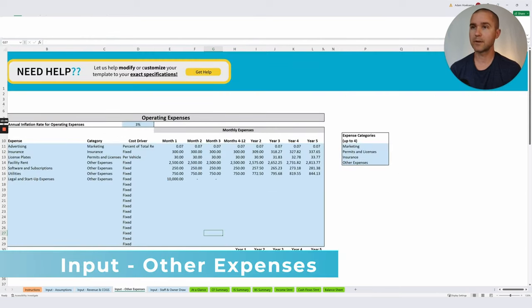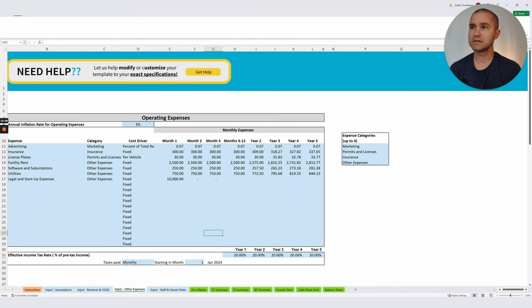So we'll move over to our operating expense tab here, and we can see different operating expenses like advertising, insurance, license plates. You'll be able to set these expenses up on a number of different cost drivers. So you could have a fixed dollar amount, which means it's just the same dollar amount each month. Like maybe insurance is fixed, it's just $300 a month. But then maybe you have advertising and you want to make that a percentage of revenue. So we have that set as a percentage of total revenue here at 0.07. So that would be 7% of total revenue going towards advertising. And this will just automatically add 7% of revenue as an advertising cost each month.